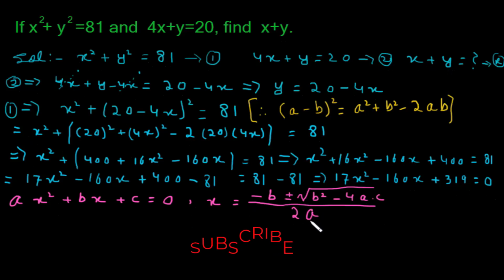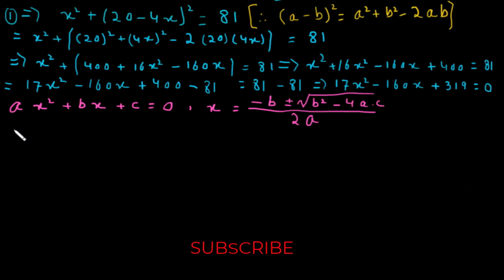So we know that a is the coefficient of x squared, b is the coefficient of x, and c is a constant. So now we will substitute these values of a, b and c into this formula to get the value of x. So we will get x is equal to, as this is minus and b has a value of minus 160, plus minus square root.